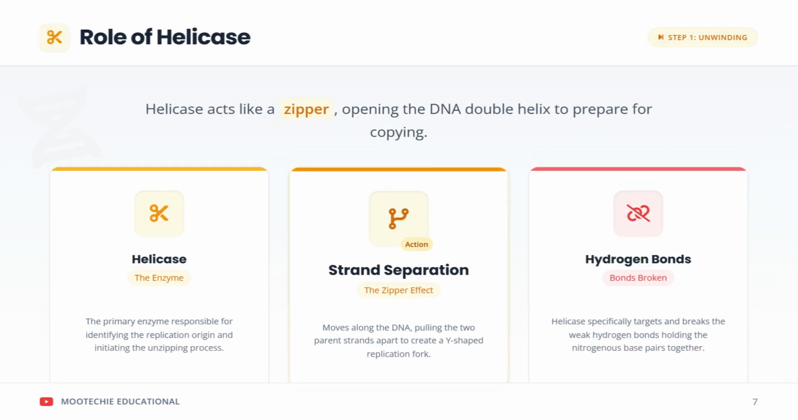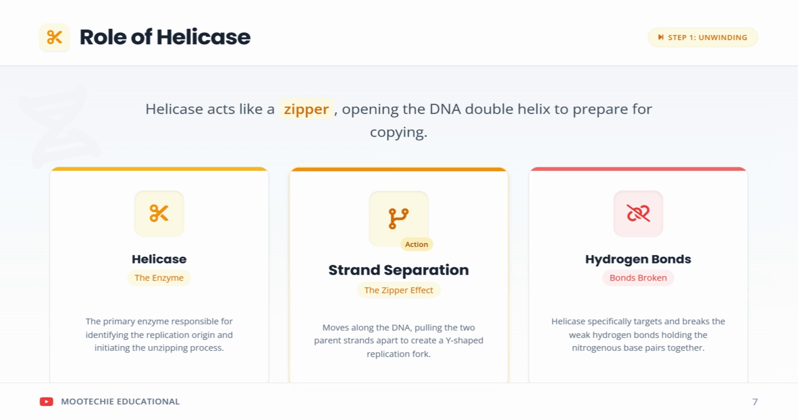Let's look at the role of Helicase first. It acts like a molecular zipper. This enzyme is responsible for identifying the starting point, called the origin of replication, and initiating the process. It moves along the DNA, breaking the weak hydrogen bonds that hold the two strands together. This separation creates a Y-shaped structure that we call the replication fork.